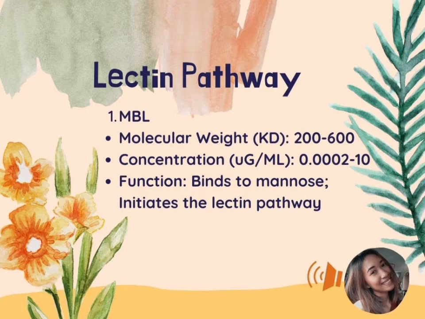First up is the MBL or the mannose binding lectin. It has a molecular weight of 200 to 600 kD and a concentration of 0.0002 to 10 µg per ml. Its function is to bind to mannose and initiate the lectin pathway. MBL binds to terminal mannose residues of microbial carbohydrates. MBL binds to a range of sugars including N-acetyl-D-glucosamine, mannose, N-acetylmannosamine, fucose, and glucose. This permits the protein to interact with a wide selection of viruses, bacteria, yeast, fungi, and protozoa decorated with sugars. An MBL-associated protease activates C4 and C2 as in the classical pathway.